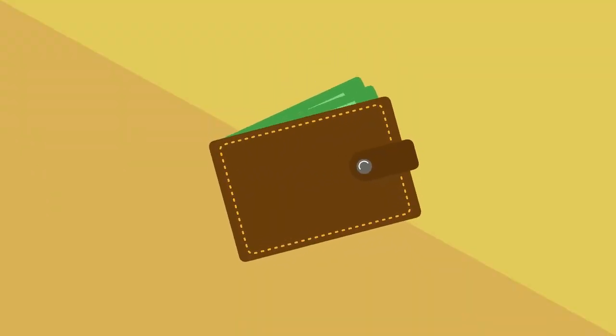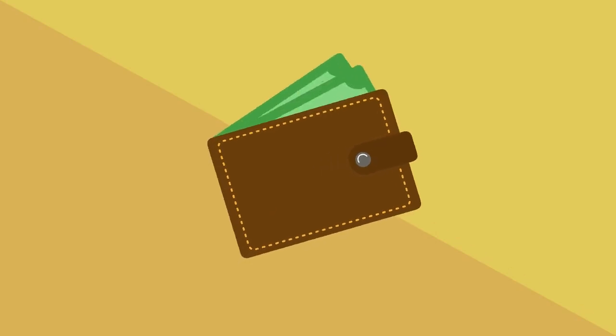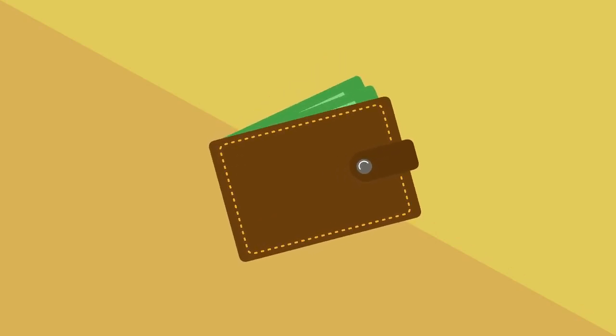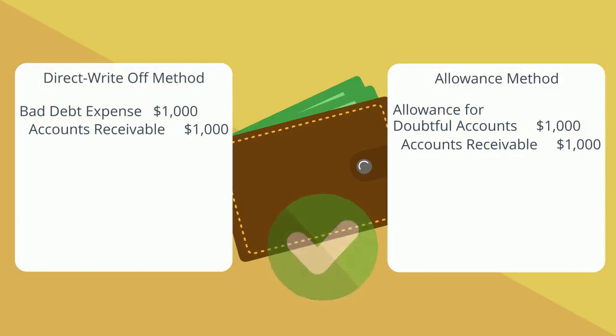What if the customer surprises you and pays you back later when you never thought they would, and you've already written their account off? Will you still take their money? Of course. Here are the entries we made to write off an uncollectible account under both methods, the direct write-off method and the allowance method.